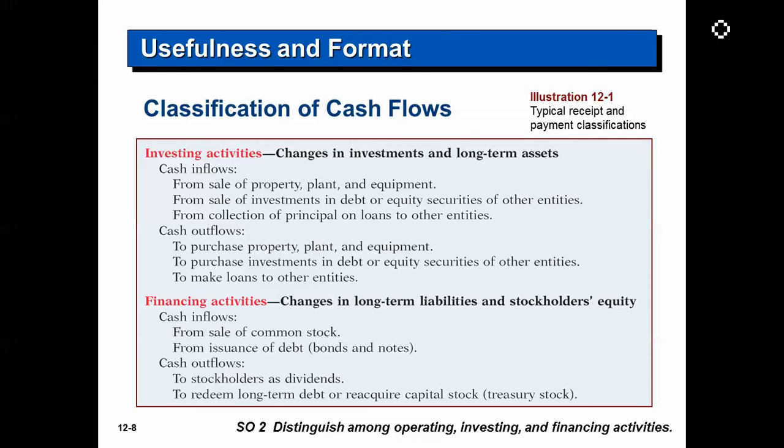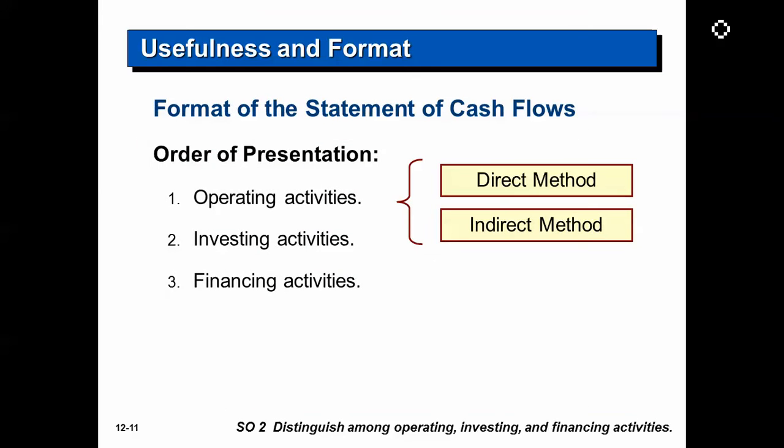In financing activities, if I sell common stock or I borrow money on long-term debt, those are cash inflows. When I pay the shareholders dividends, that's a cash outflow. When I pay back the debt, that's a cash outflow. So those are some of the classification of cash flows. As I said, the statement is in 3 parts. The first part is operating activities. The second is investing activities, and the third is financing activities.